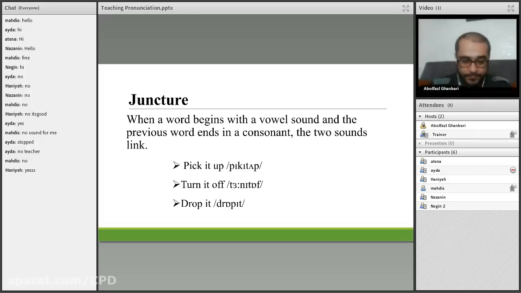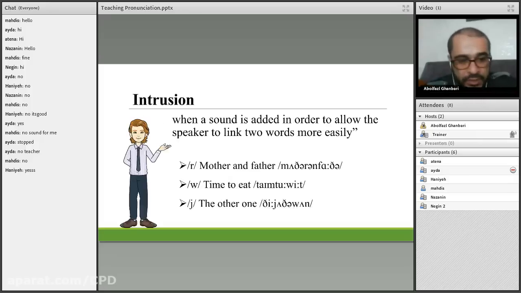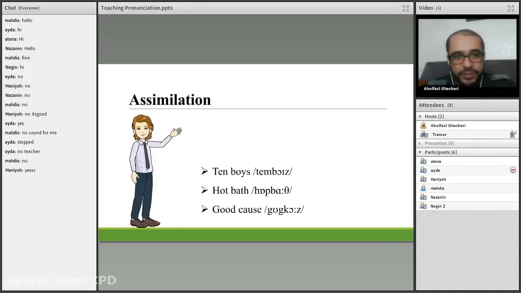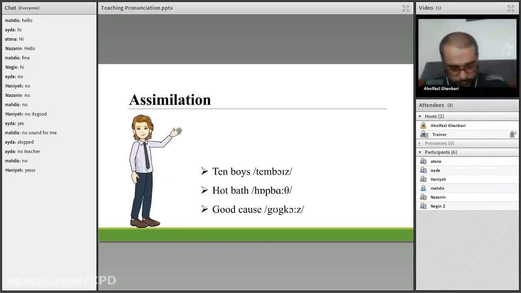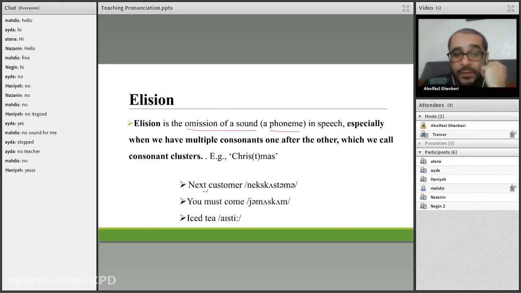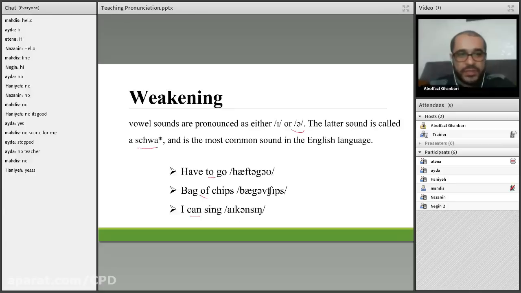What did you ask? Elision. What do you mean by elision? Elision, we have to not spell one sound. For example, you can say "next step" and we do not say every sound of "next step." We omit one sound.